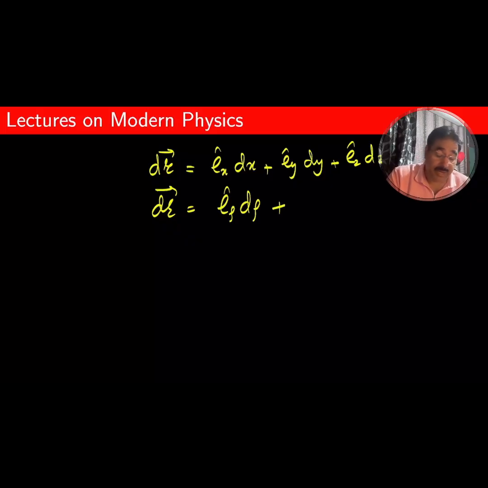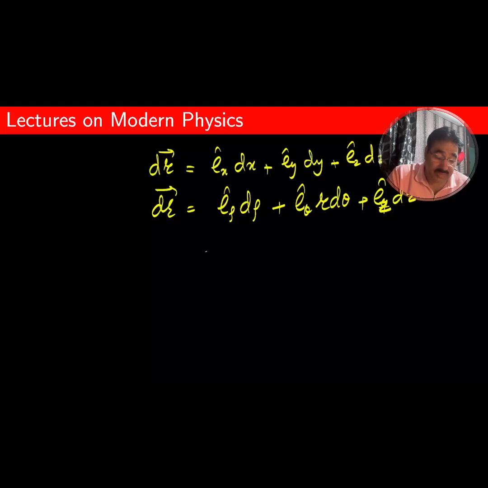Plus, now this will be e theta d theta, but the proper term is e theta r d theta, and then e z d z, which remains the same. It's nothing but our original polar coordinate plus one dimension. So that's how you write dr.